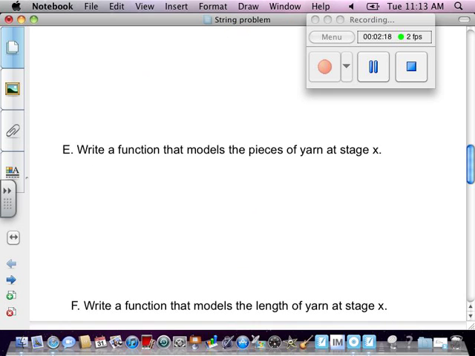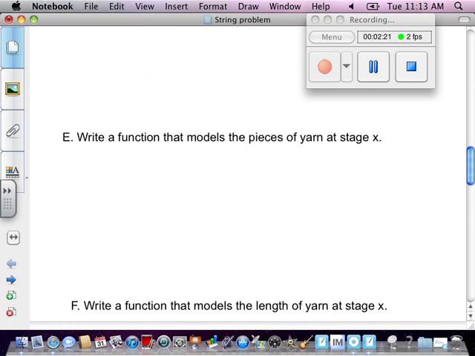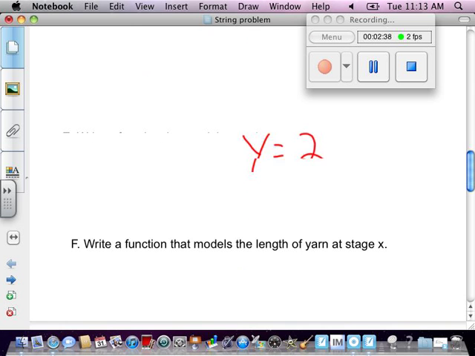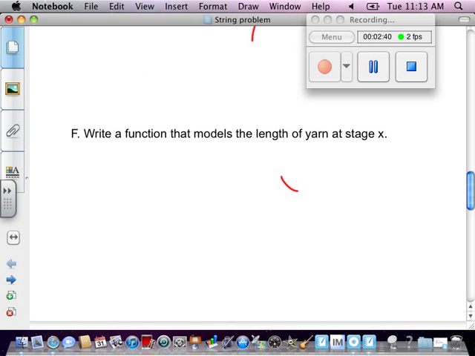If we want to write a function of the yarn at stage x, no matter what I plug in for the stage, I would come out with the right answer. The number of pieces is doubling each time, so y equals 2 to the x. Any stage we plug in, if we plug in 4, we would get 2 times 2, which is 4, times 2, which is 8, times 2, which is 16. The length is y equals 1/2 to the x. It's getting cut in half each time. If we plug in 4, we would get 1/2 times 1/2 times 1/2 times 1/2, which is 1/16.